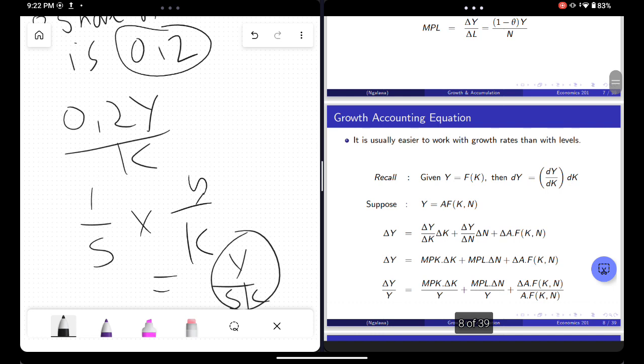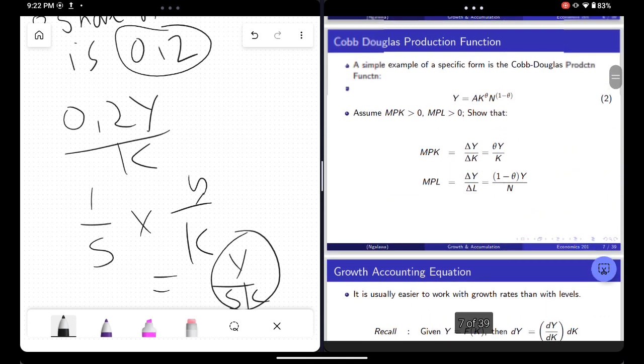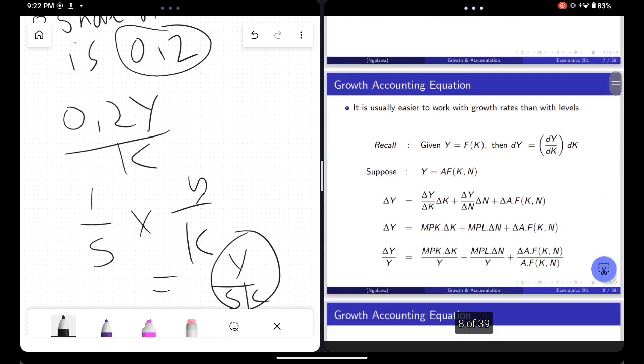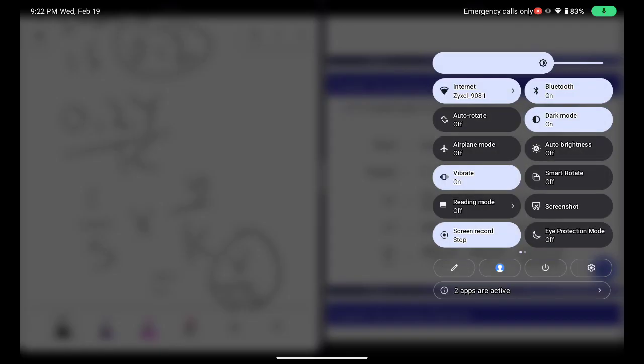And yeah, that's this section which I just explained, the Cobb-Douglas Production Function. And now we'll go through differentiations. Hard ones.